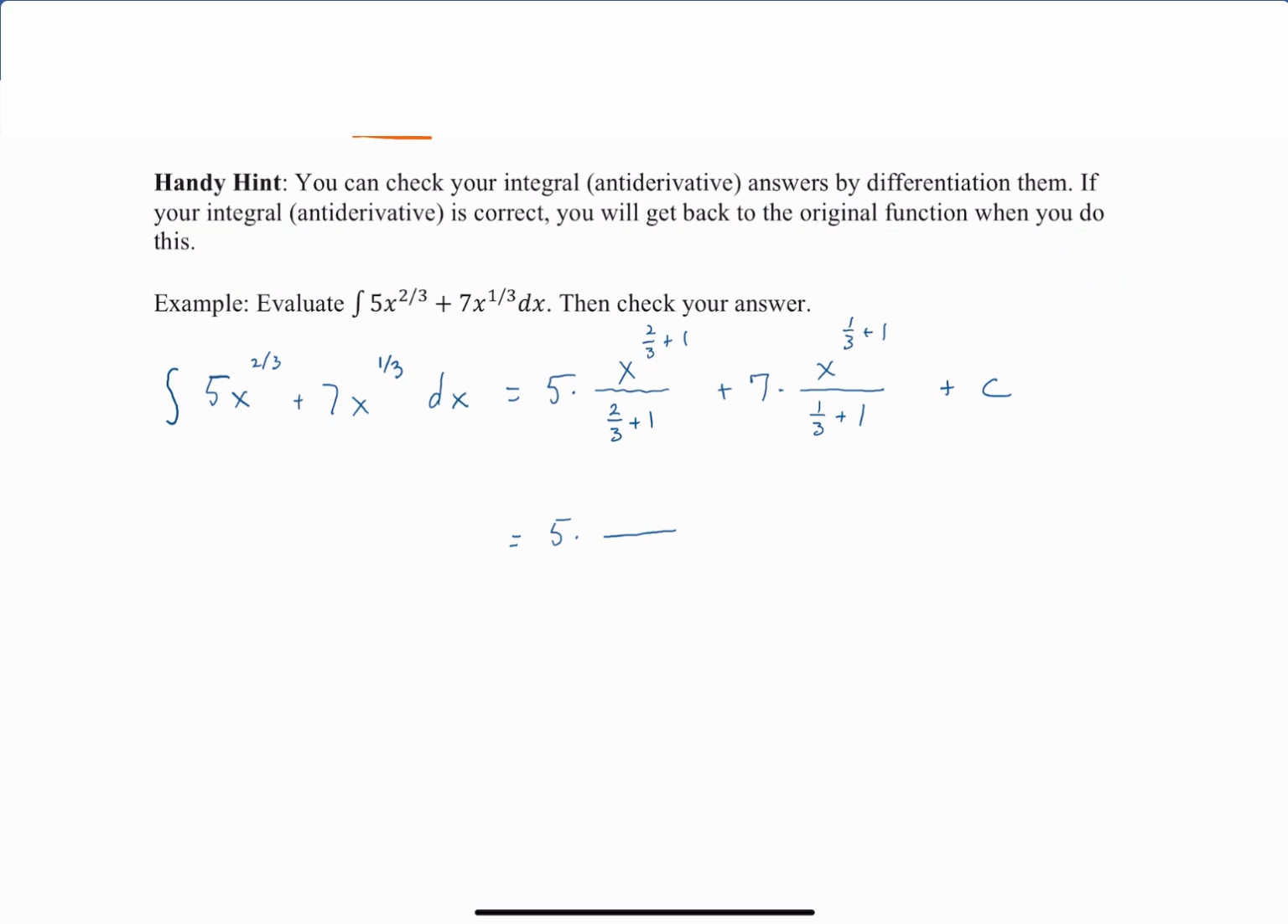I mean, I don't care where you do it in the notes, but when you're turning stuff in, that's the kind of thing that you just want to do on scratch paper and not clutter your work up with. Okay, anyway, so I have x to the 5/3 divided by 5/3 plus 7 times x to the 1/3 plus 1, well, 1/3 plus 1 is 4/3. And I have plus c.